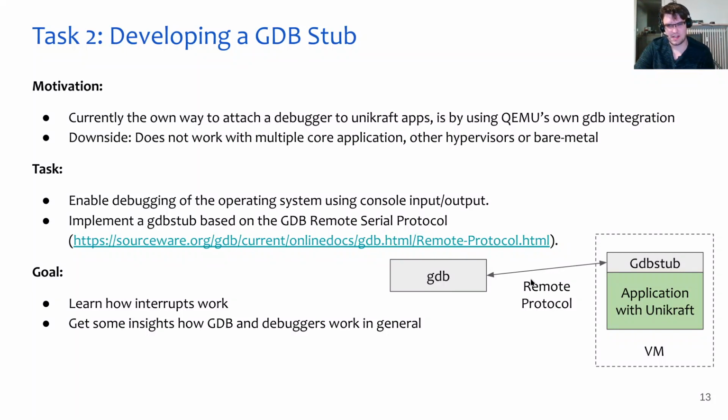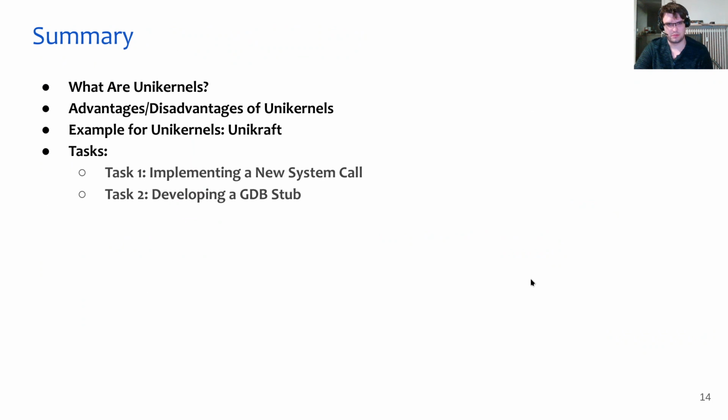And with this last task in mind, I want to finish up my presentation. To summarize, we learned today what unikernels are, and what the advantages and disadvantages of unikernels are. We saw one example of a unikernel called Unicraft, and I presented to you the two tasks of this lab. One is implementing a new system call, and the second one is developing a GDB stub for Unicraft. Thank you for your attention, and with that, I'm going to finish.